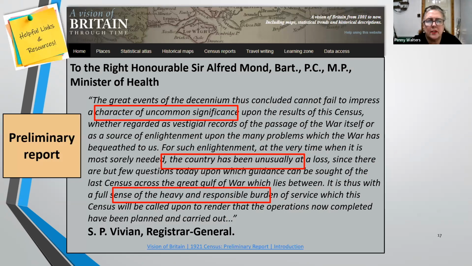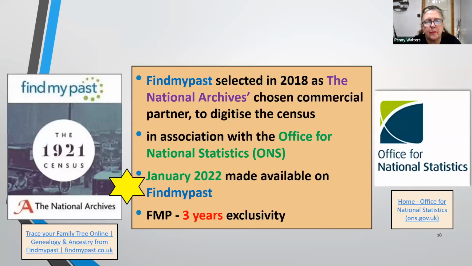So let's have a look at this report, which was sent to the Honourable Sir Alfred Mond, and he was the Minister of Health. We don't need to read all of this, but he's basically saying that in the last 10 years, the scenario has had uncommon significance. The country has been at a massive loss, and there's a heavy responsibility and burden. So we can see the pain and agony of the average person coming through this preliminary report summarising the census.